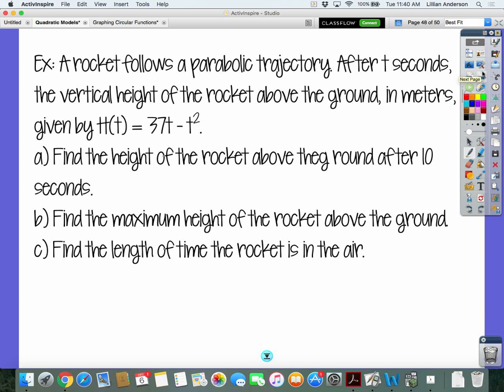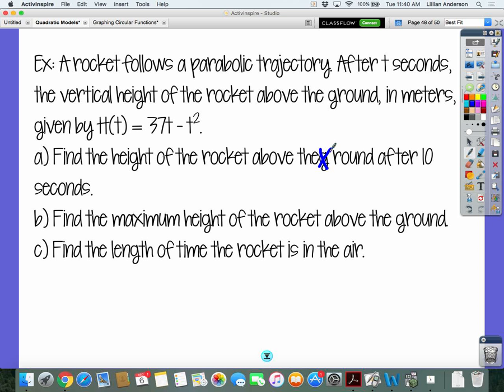It says a rocket that follows a parabolic trajectory. Parabolic means a parabola. After t seconds, the vertical height of the rocket above the ground in meters is given by h of t equals 37t minus t squared. The equation's already given to us. That's always nice. We don't have to find anything. Now it says find the height of the rocket above the ground after 10 seconds.